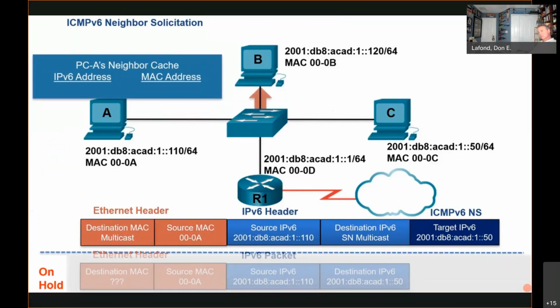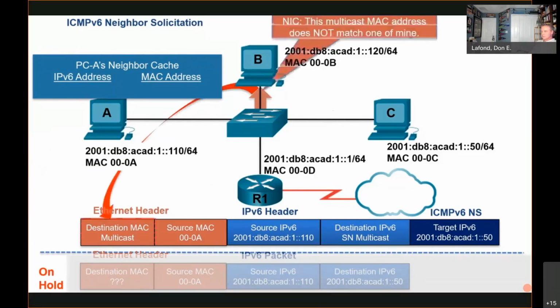Host B's Ethernet NIC examines the destination MAC address. The Ethernet NIC will accept frames whose destination MAC address matches the MAC address on the NIC, is a broadcast MAC address, or a multicast MAC address that maps to one of its IPv6 addresses. In this case, the multicast MAC address does not match any of these, so host B's NIC ignores the rest of the frame without having to pass it up to an upper level process to make this determination. Again, this is an advantage over ARP for IPv4.